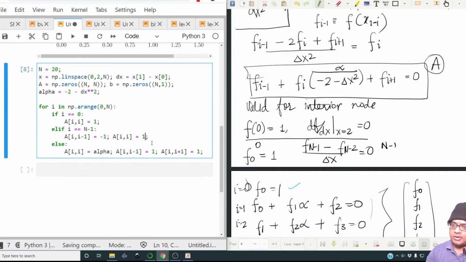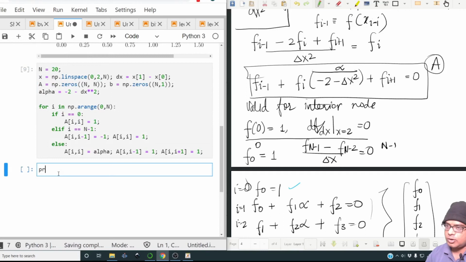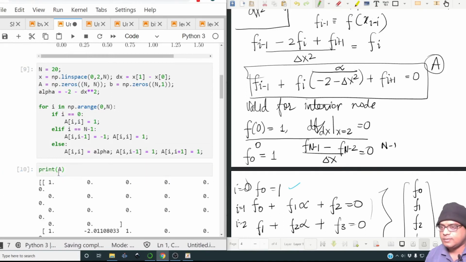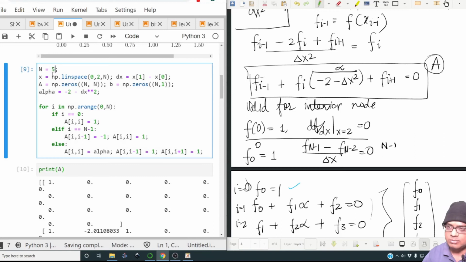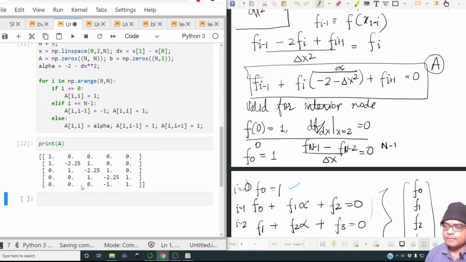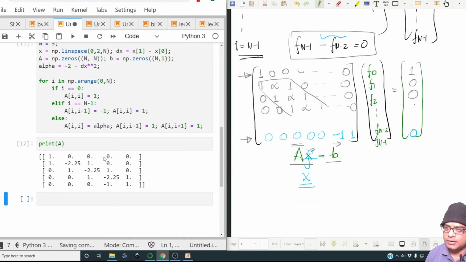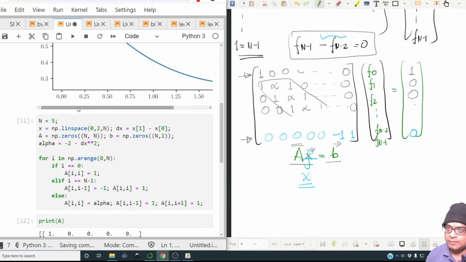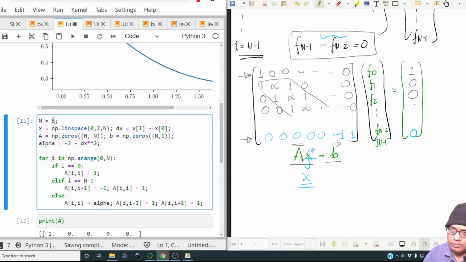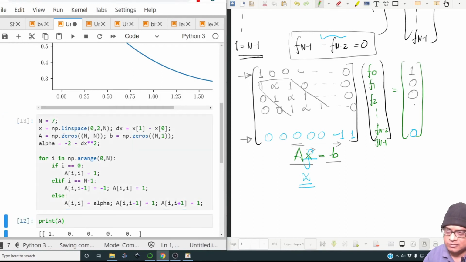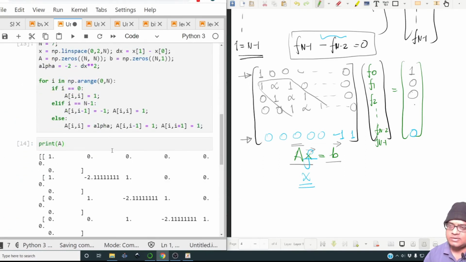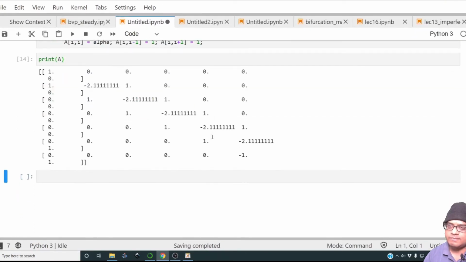Alright, so let me run this and let me show you how A looks like. In fact, let me reduce the number to something manageable like 5. Alright, so this is how A looks like. Look, it's 1 over here and all zeros, and then 1, minus 2.251, 1, minus 2.251, and the boundary nodes are different, but everything else is like a tridiagonal matrix. Actually, boundary value problems where you're discretizing with the nearest neighbor do resemble a tridiagonal matrix.